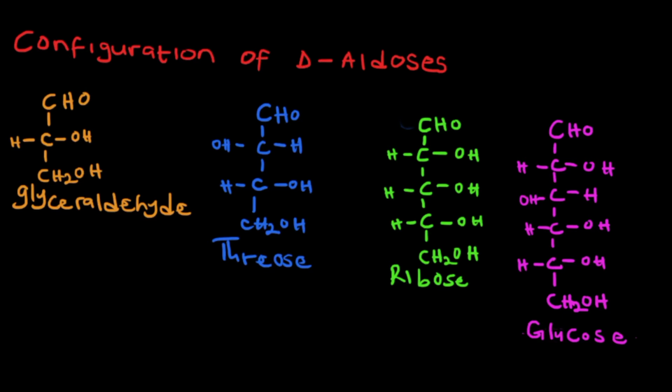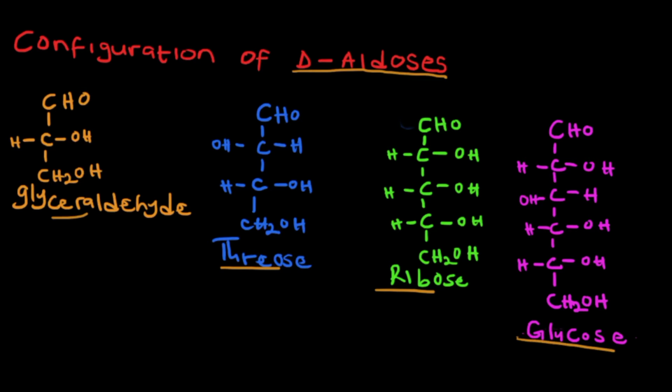I'll start with the configuration of D-aldoses. These are some examples of D-aldoses: glyceraldehyde that we saw in the previous slide, threose, ribose, and glucose. I'm going to show you the easiest way in which you can draw these structures on your own.